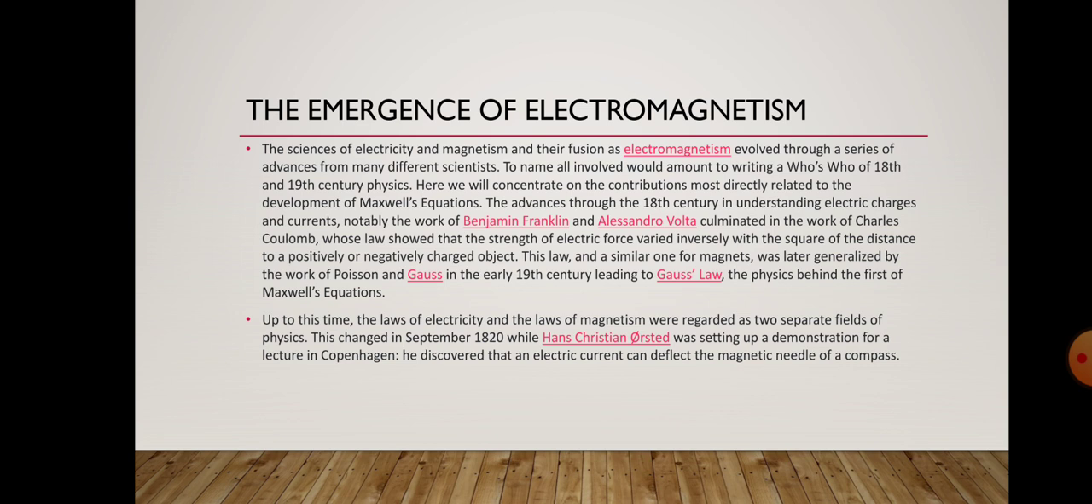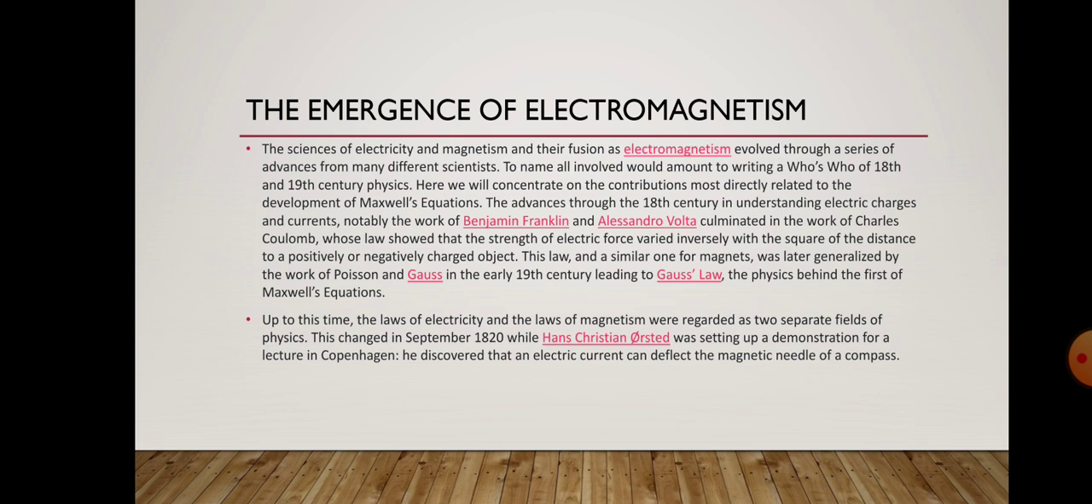The advances through the 18th century in understanding electric charges and currents, notably the work of Benjamin Franklin and Alessandro Volta, culminated in the work of Charles Coulomb, whose law showed that the strength of electric force varied inversely with the square of the distance to a positive or negative charged object. This law and a similar one for magnets was later generalized by the work of Poisson and Gauss in the early 19th century, leading to Gauss' law, the physics behind the first of the Maxwell equations.